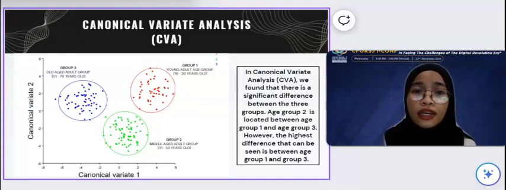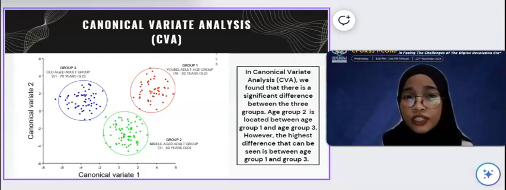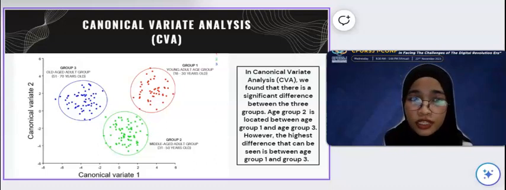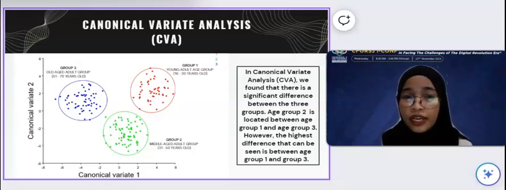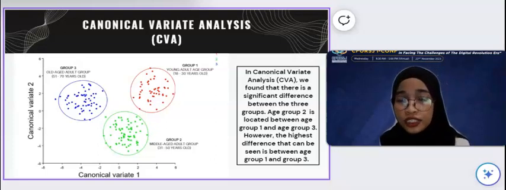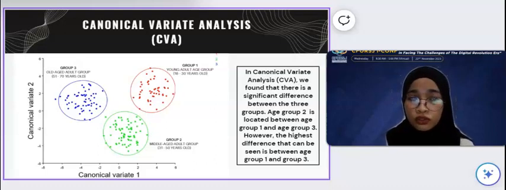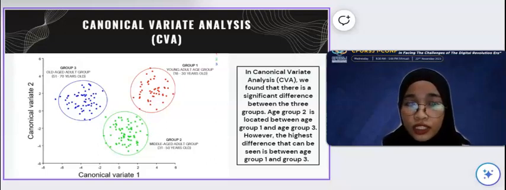In canonical variate analysis, CVA, we found that there is a significant difference between the three groups. The red one is for age group 1, which is young adult age. The green one is for age group 2, which is middle-aged adult group. And the blue one is for age group 3, which is old-age adult group. After analyzing it, we can see that age group 2 is located between age group 1 and age group 3. However, the highest difference that can be seen is between age group 1 and age group 3.